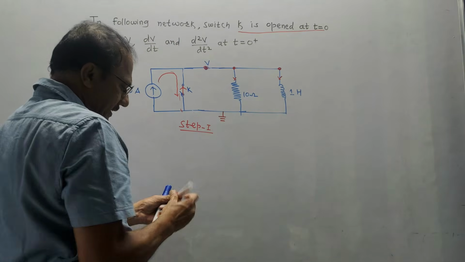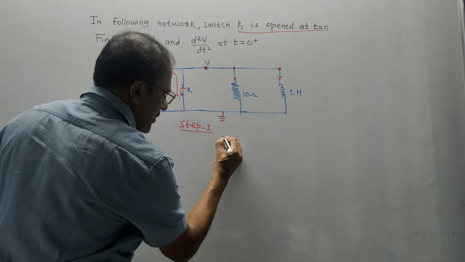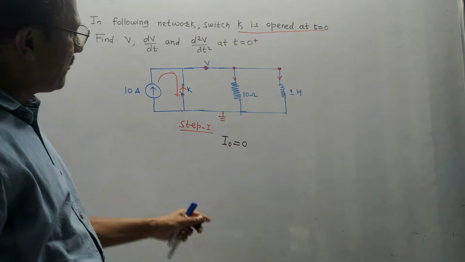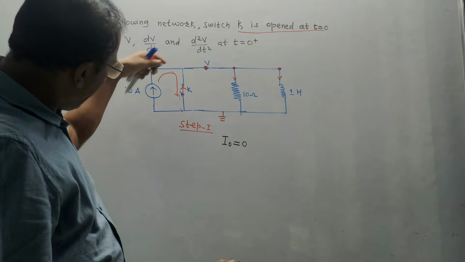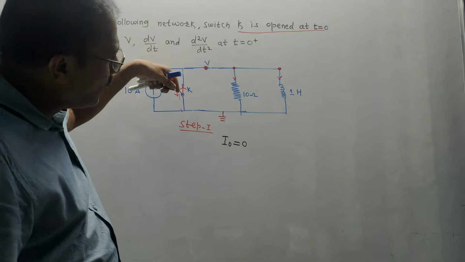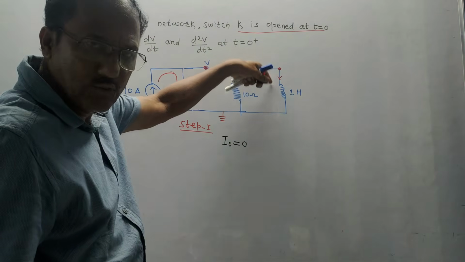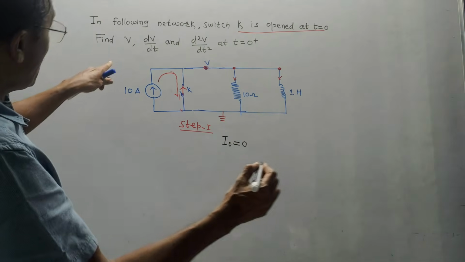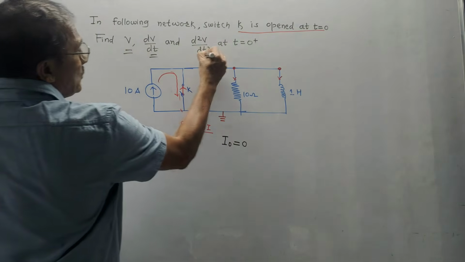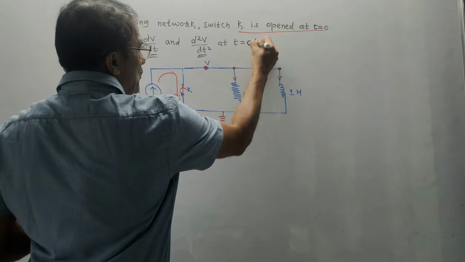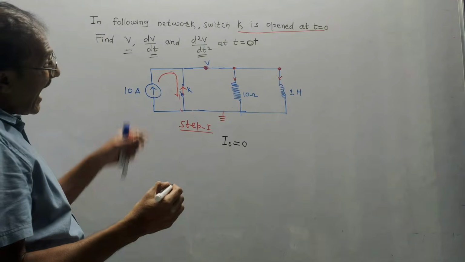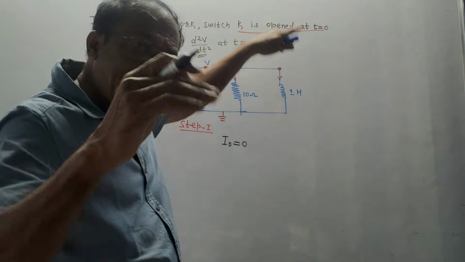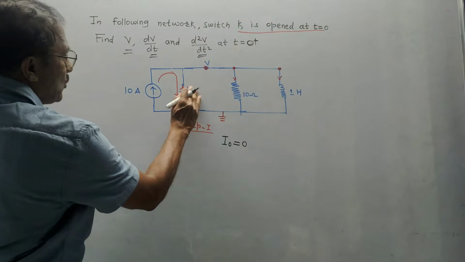This initial current is denoted by the notation I0. So I am writing I0 equals 0, because initially the entire current was flowing through the switch, through the short circuit. No current was passing through this inductor. So I0 equals 0. Now, in the question it is asked to calculate V and these two values at t equals 0 plus. At t equals 0, switch K is open. That means for 0 plus, the switch remains open.